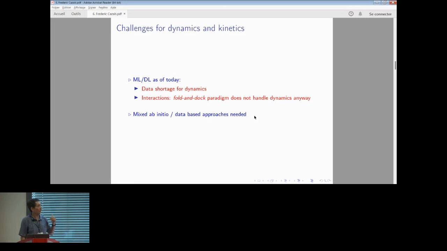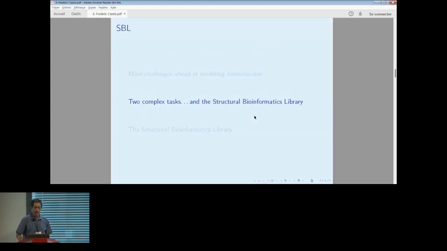And secondly, if you care for interaction, this new paradigm, which consists of gluing together amino acid chains and then passing these to AlphaFold, in fact does not handle dynamics at all. And so my punchline here is that if you care for this information, you have to resort to mixed approaches, which involve ab initio and data-based approaches. And so what I want to do next is to consider two problems which are related to dynamics and which require a number of complicated algorithms.